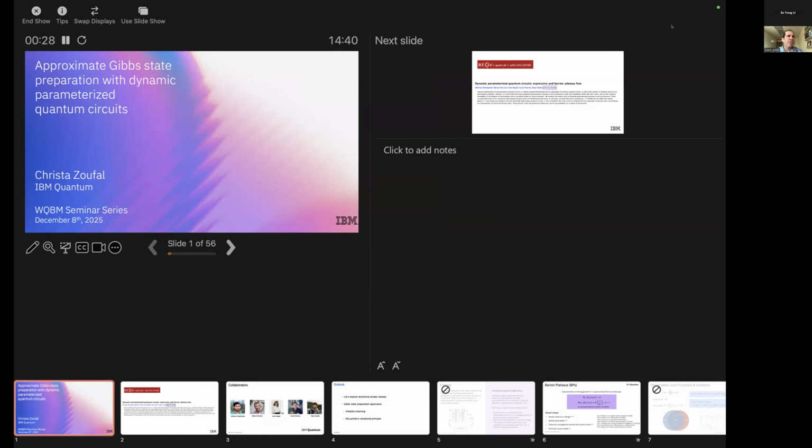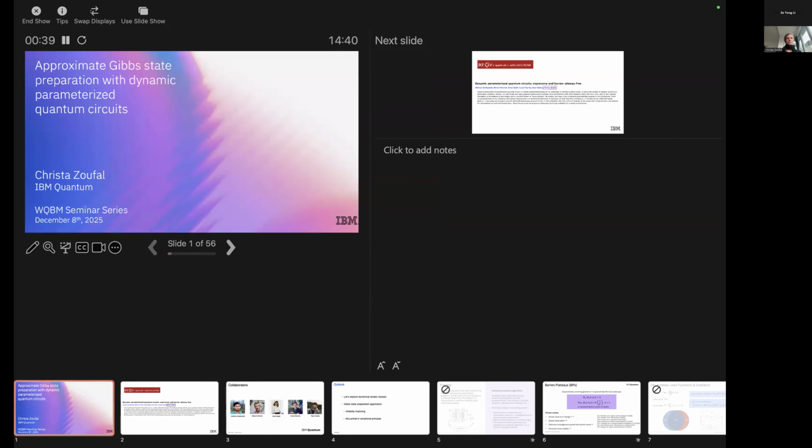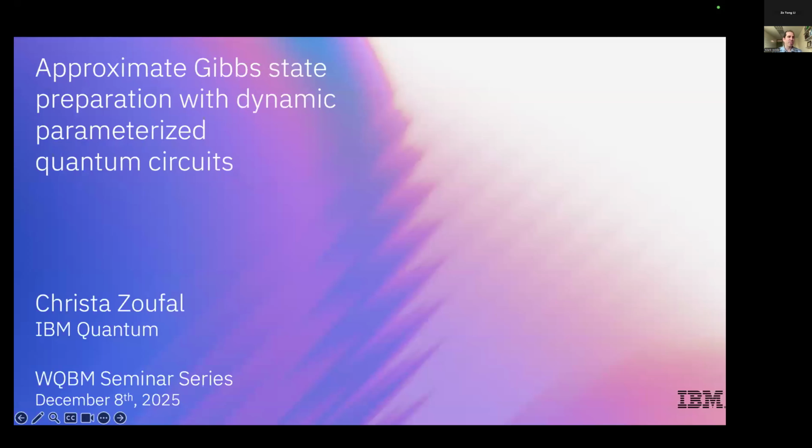I think you have to hit swap displays because we're seeing the presenter. Yeah, I was about to ask if you see the correct view. Oh, no, that's this one. All right. Do you see the right one? Yes, that we see it. Perfect. Okay. Please go ahead.